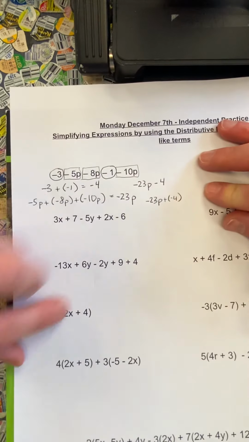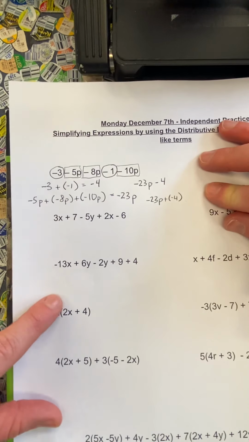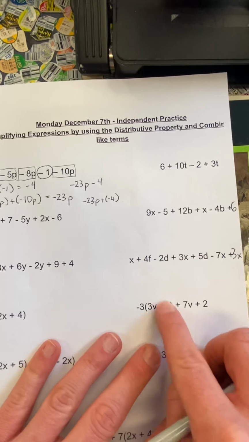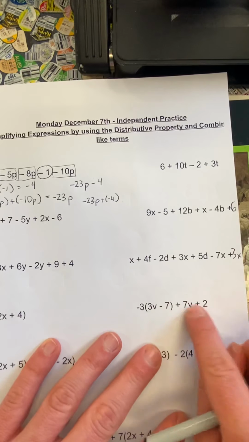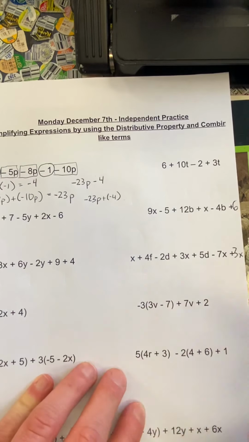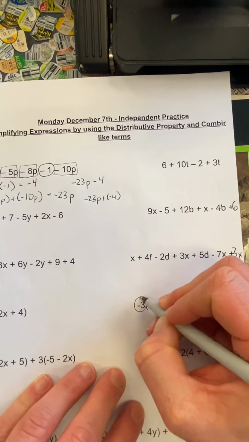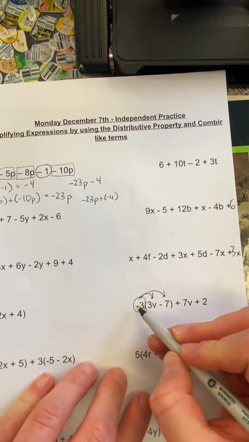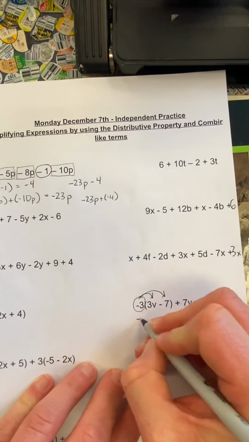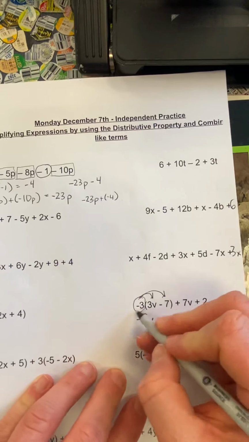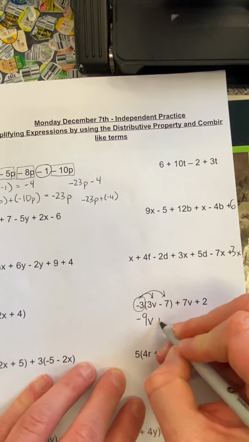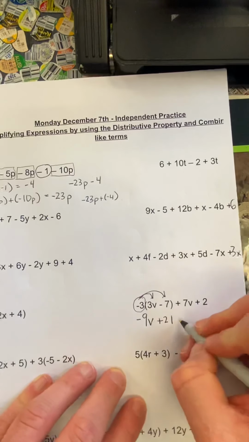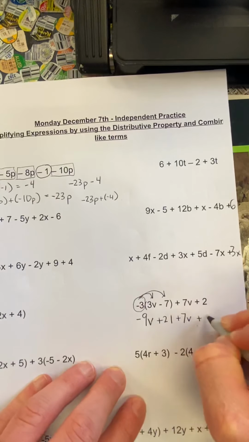Now let's look at distributive property. This is just like the examples that we went over. I'm not going to do that one with you, but let's look at a problem like this, because there's distributive property we have to do, but also these terms afterwards. So let's watch what happens. Remember, distribute. This is a negative 3, gets multiplied by 3v and by negative 7. So this negative 3 times positive 3 gives us negative 9v. Negative 3 times negative 7 gives us positive 21. Now what happens with these two? They just come down. Plus 7v plus 2.